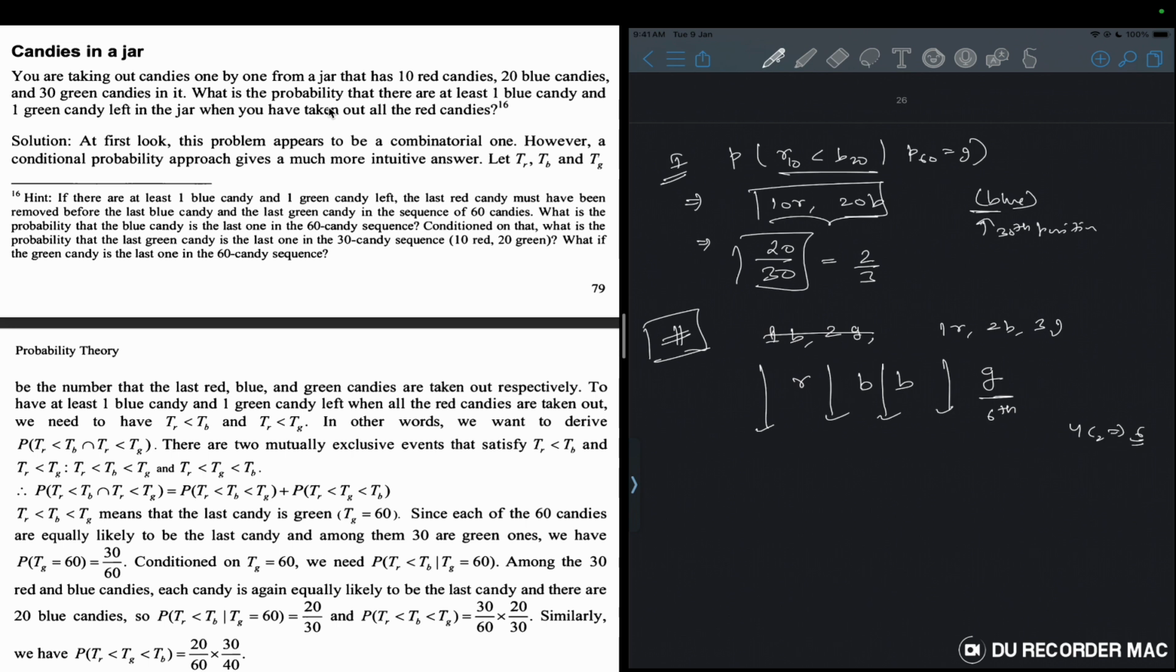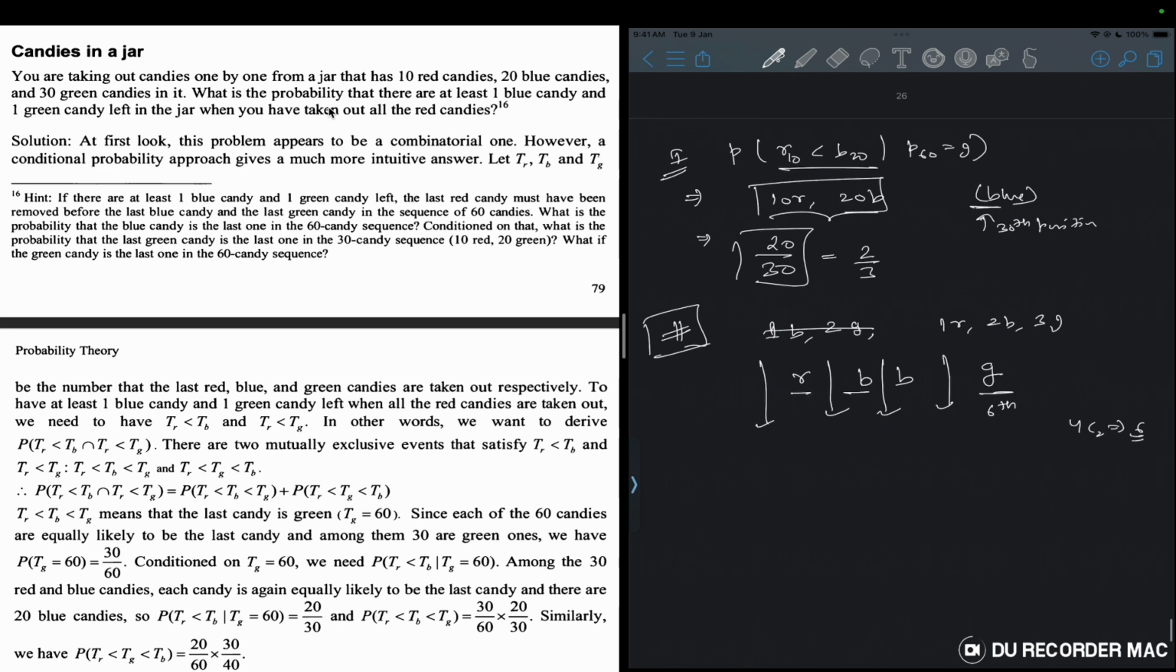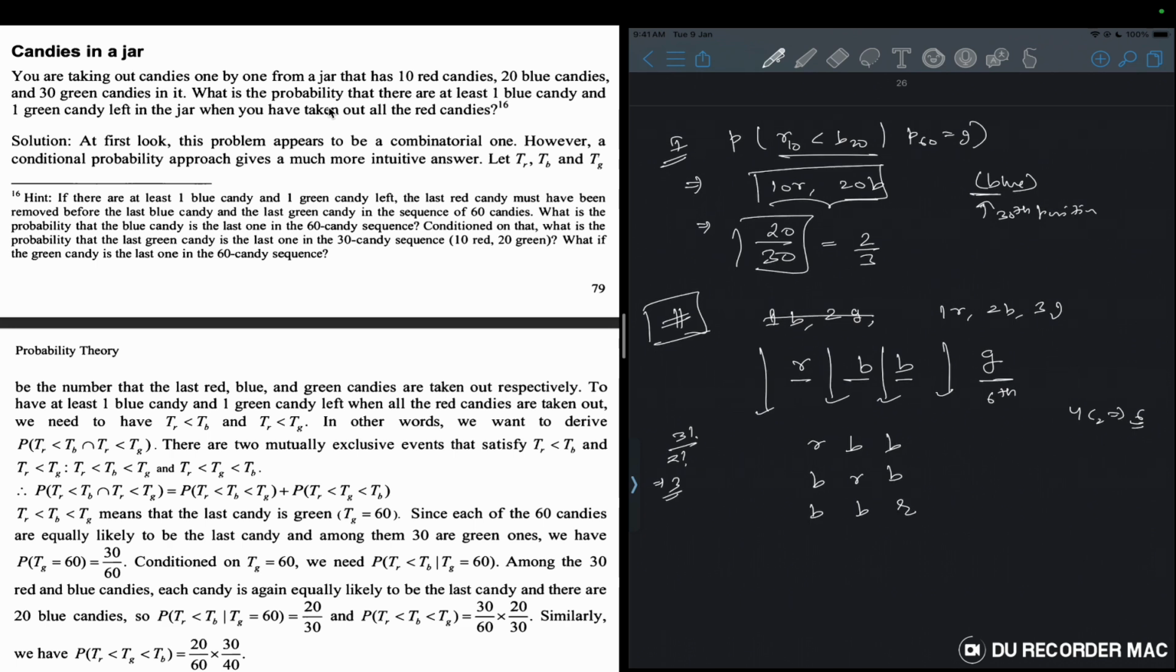But no matter where those 2 greens are, for these 3 candies R, B, B, how many possible ways can you arrange them? There are 3 ways, not 3 factorial, because there are 2 same blues. Or we can simply write it down also: one is RBB, BRB, and BBR. Now, no matter where green appears, it does not mess with the sequence which matters to us.